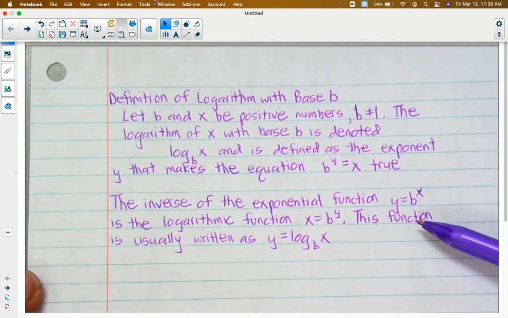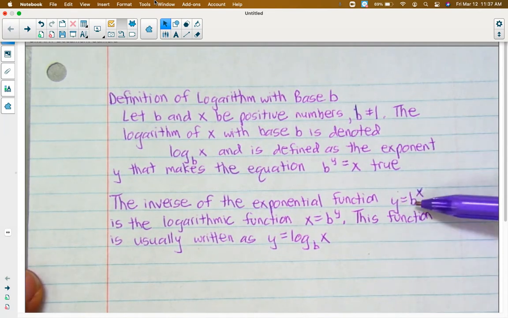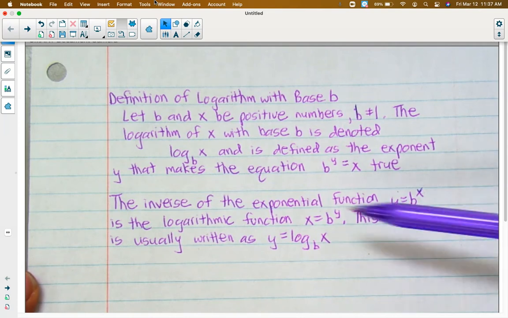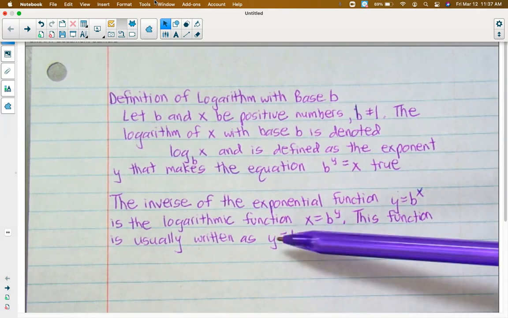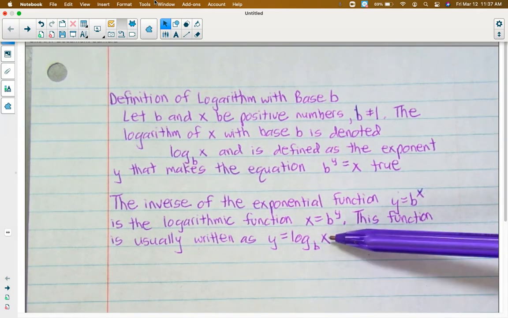The inverse of the exponential function y equals b to the x is the logarithmic function x equals b to the y. This function is usually written as y equals log base b of x.